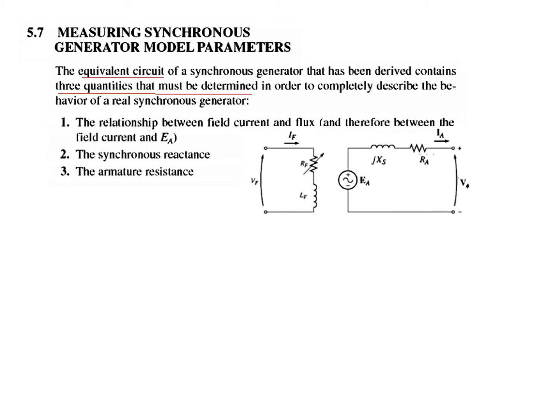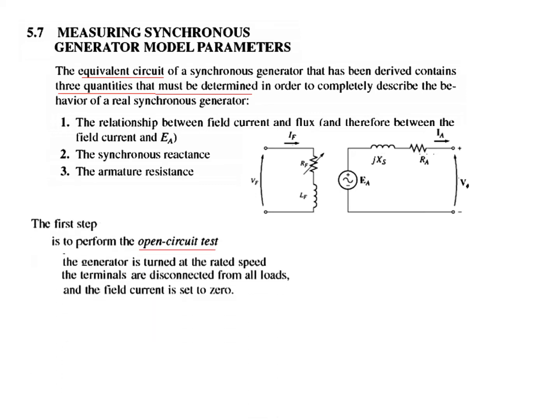So this is the equivalent circuit. We need to find EA, we need to find XS, we need to find RA. So the first step is to perform an open circuit test. The generator is turned at its rated speed, so whatever speed we saw, for that speed we will turn it. The terminals are disconnected from all the loads, so no load is connected to the terminals of the generator, and the field current is set to 0. That is to start with.